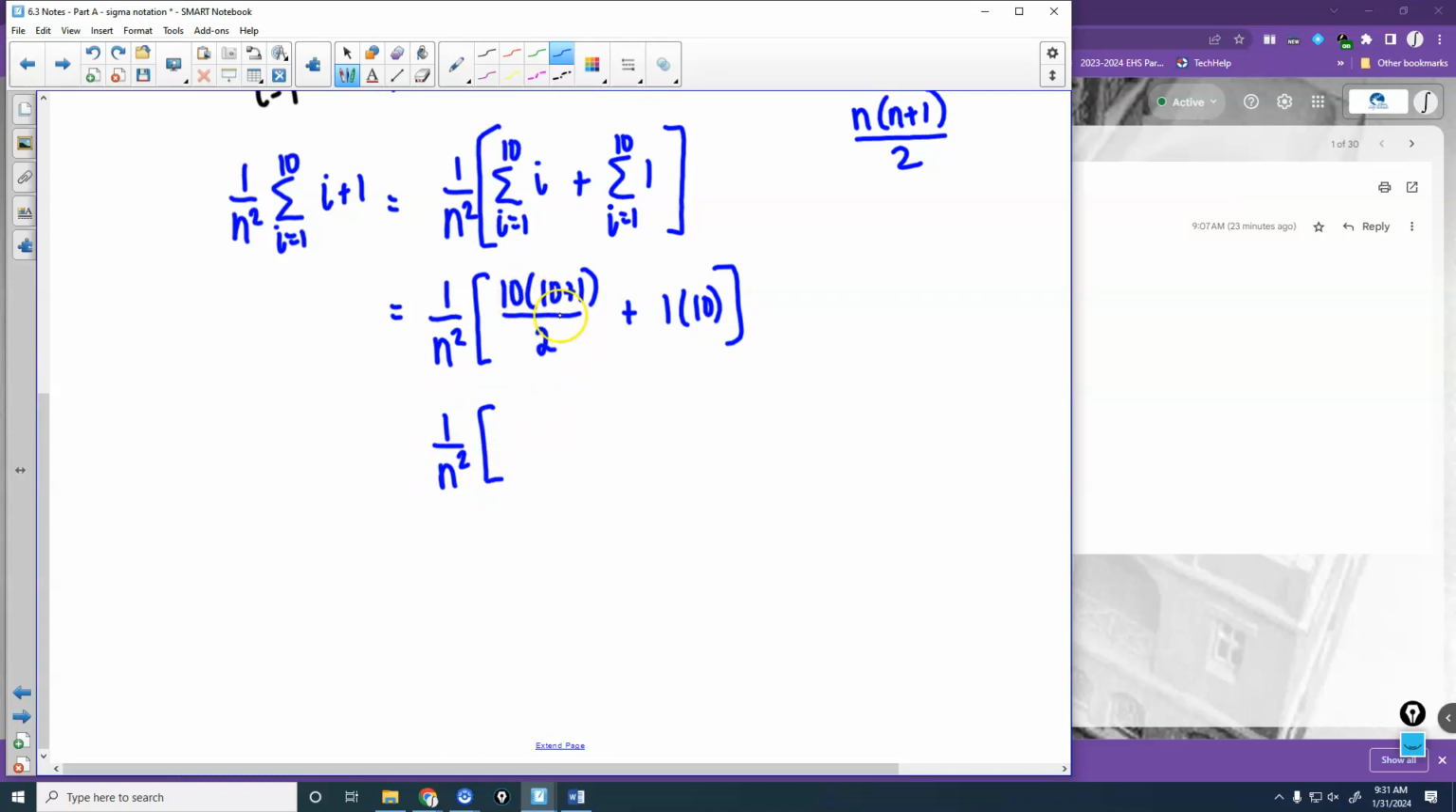For this, that's going to be 55 plus 10, so we get 65, which is like on top of the fraction, so we could do 65 over n squared.